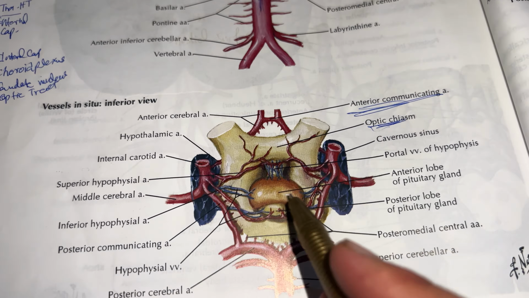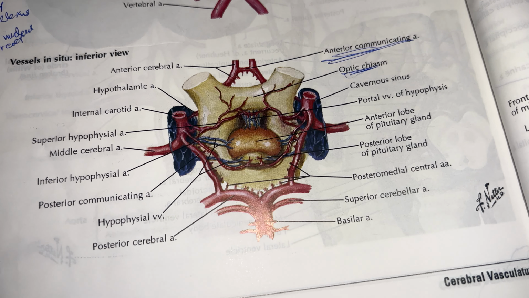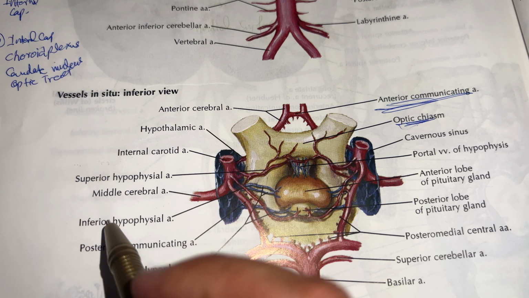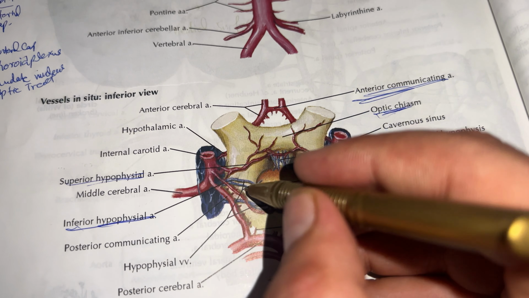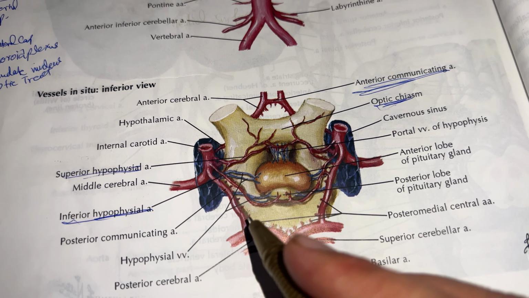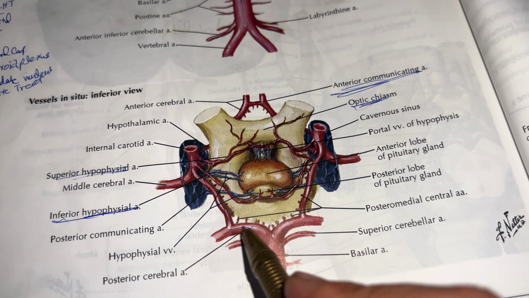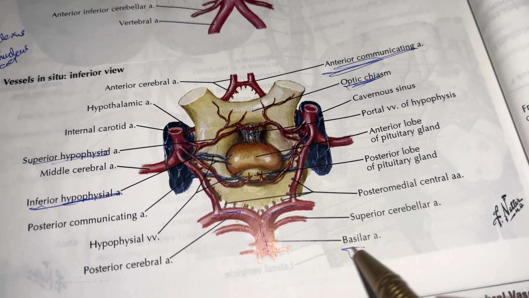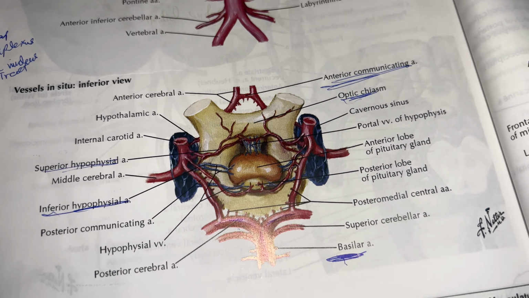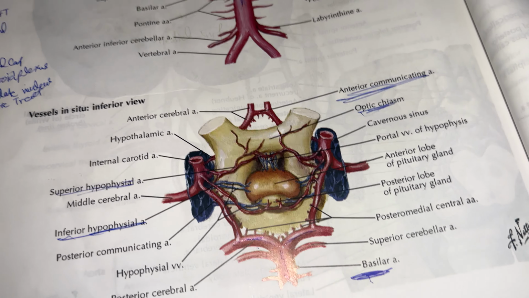Okay, this picture also shows some of the branches of the internal carotid artery. This is the hypophyseal artery, the superior hypophyseal artery and inferior hypophyseal artery. This one is the posterior communicating artery, and it connects the internal carotid artery with the posterior cerebral artery. The posterior cerebral artery comes from the basilar artery. The terminal branches of the basilar artery are the two posterior cerebral arteries.